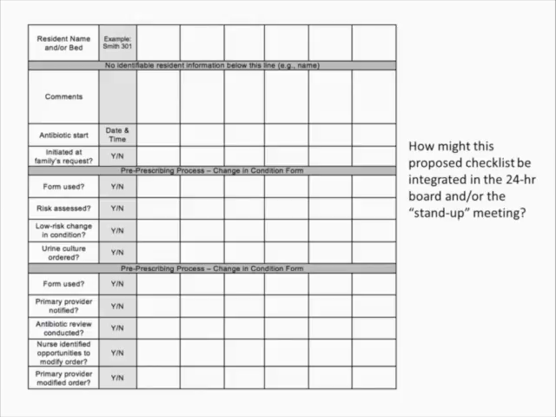This is the tool that might be used in the stand-up meetings to identify for each antibiotic start pieces of information that might be then aggregated to provide performance monitoring information at a monthly and quarterly level. Was the form used? If it was used, was risk assessed? Was there a low-risk changing condition? Was a urine culture ordered anyway? In the comments, one might indicate why that happened.